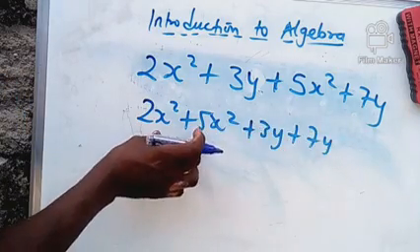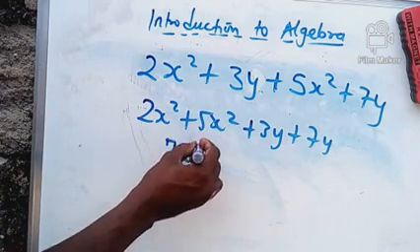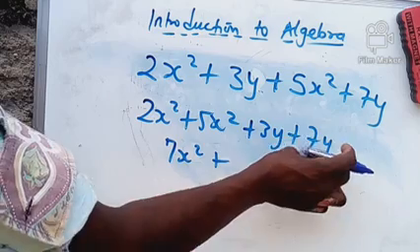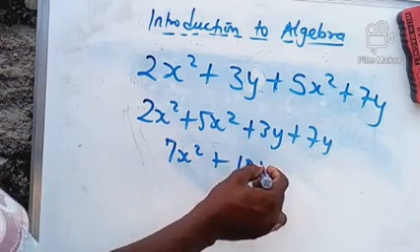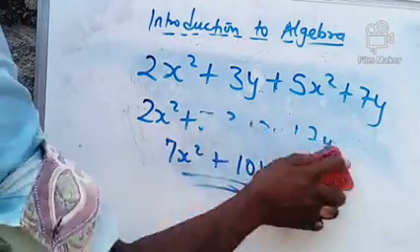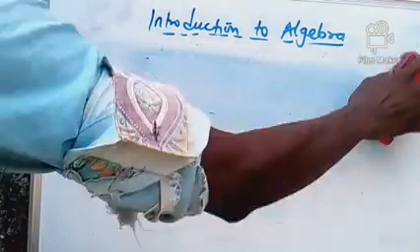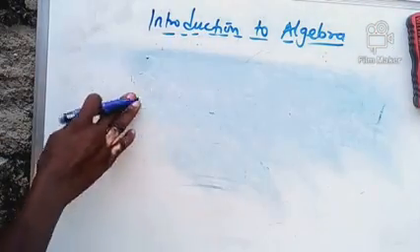And when we solve this together, we see 2 plus 5, and you have what? 7x squared, plus 3 plus 7, we have what? 10y. And that is the answer. So let me give you one more problem before we move to another concept. So try this problem for me.